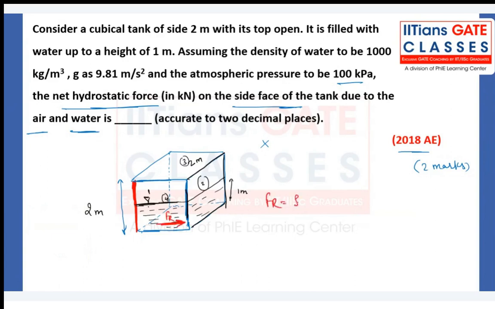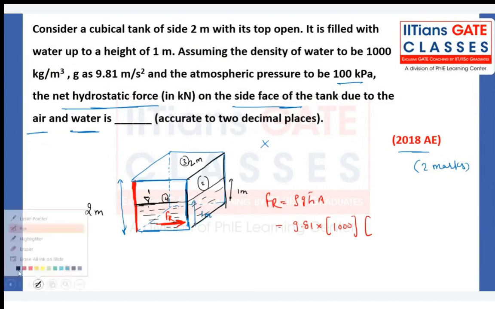What is the hydrostatic force? Rho g h bar into area. Rho g: I'm taking the density as 1000, and g as 9.81. H bar is what? The centroidal distance of a particular surface of a plate from the free surface. The centroidal distance is what? This is 1 meter, and the centroidal distance will be 0.5 meter, from here to here, and that is exactly coinciding with the free surface. So that is 0.5 meter.